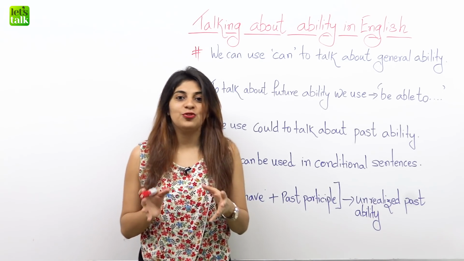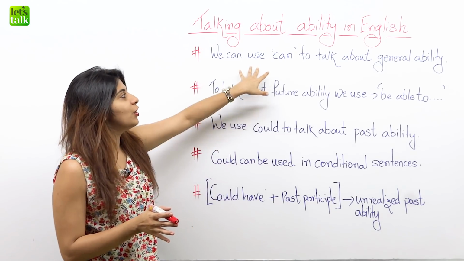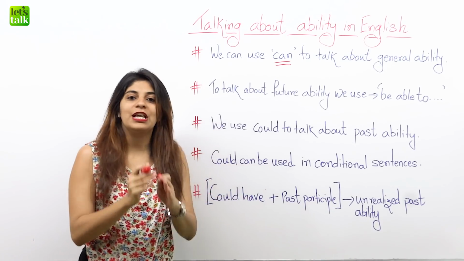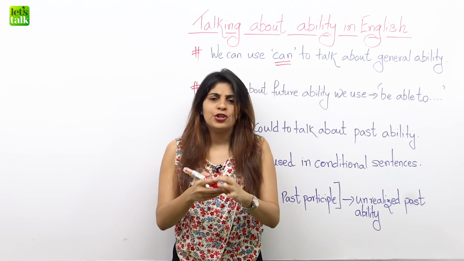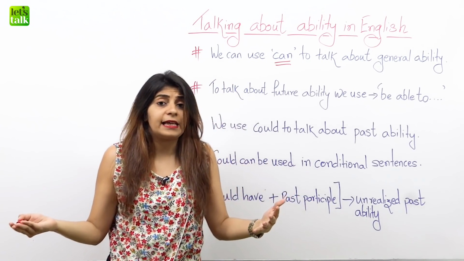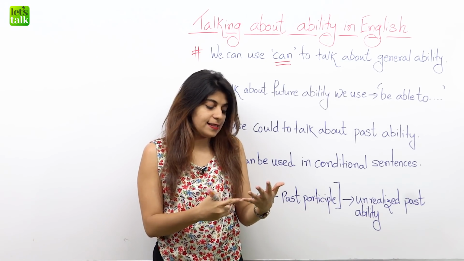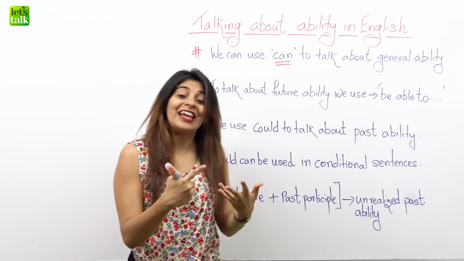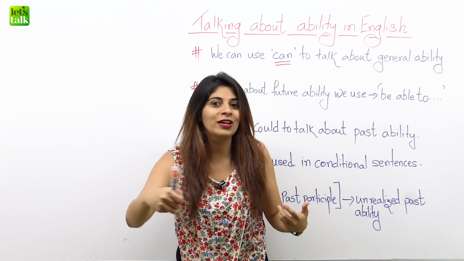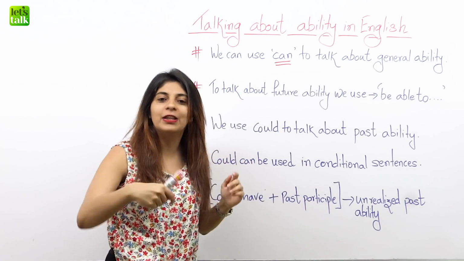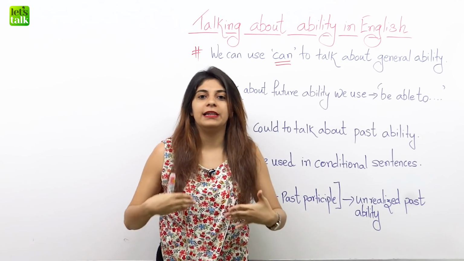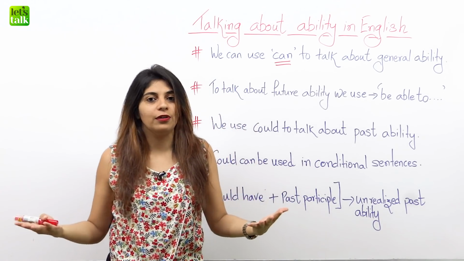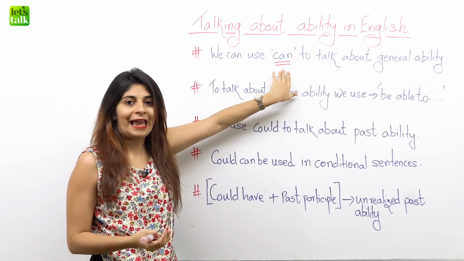So the very first one is we can use the word can to talk about general ability. So what are your general abilities? Like I said, I can dance, I can play music, of course, I can knit, I can cook. Oh yes, I'm a great cook, so I can cook. So these are my abilities. So when you are talking about your abilities in general, you can use the word can.